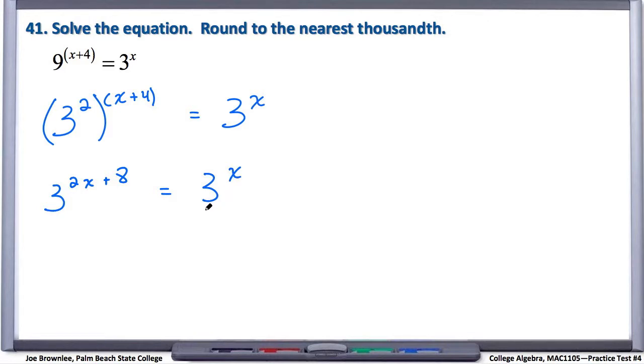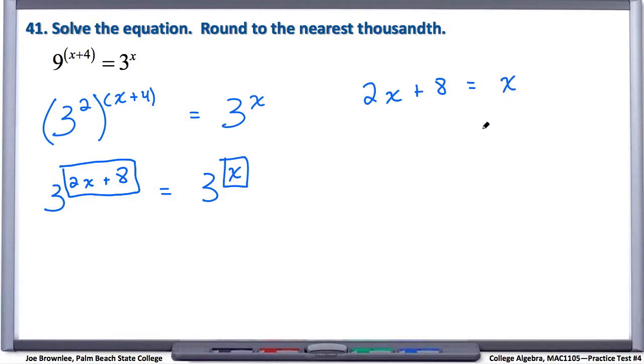And as we've talked about previously, because we're dealing with an equality here, an equal sign, an equation, that means what's on the left has to equal what's on the right. And if the bases are the same, that means then the exponents have to be equal to each other. So let's set these two exponents equal to each other and solve. So we have 2x plus 8 equals x.